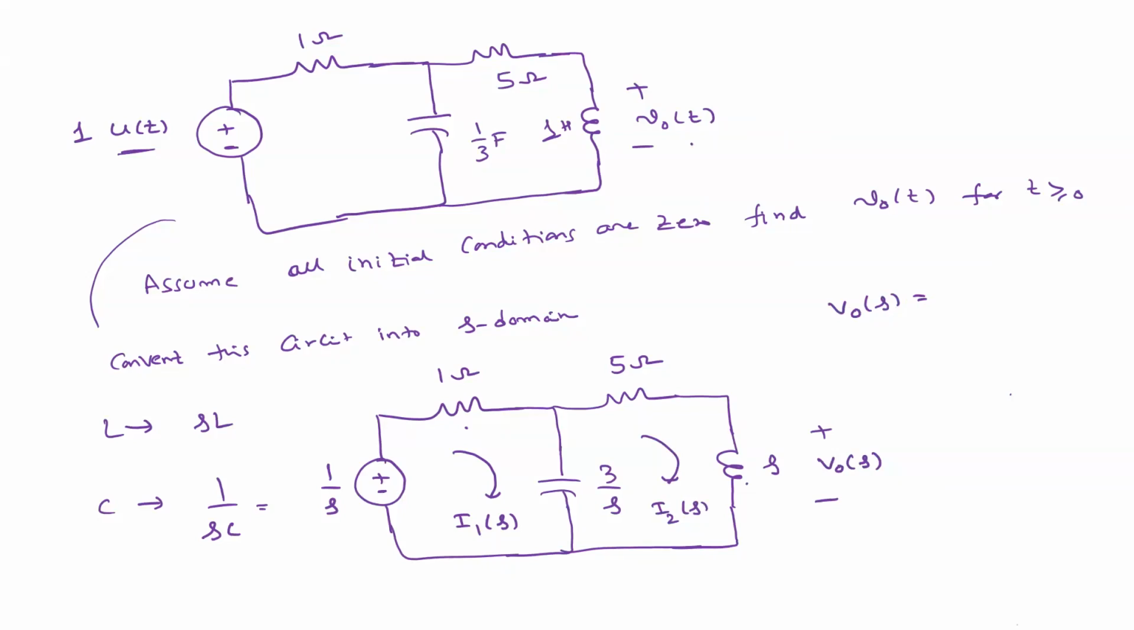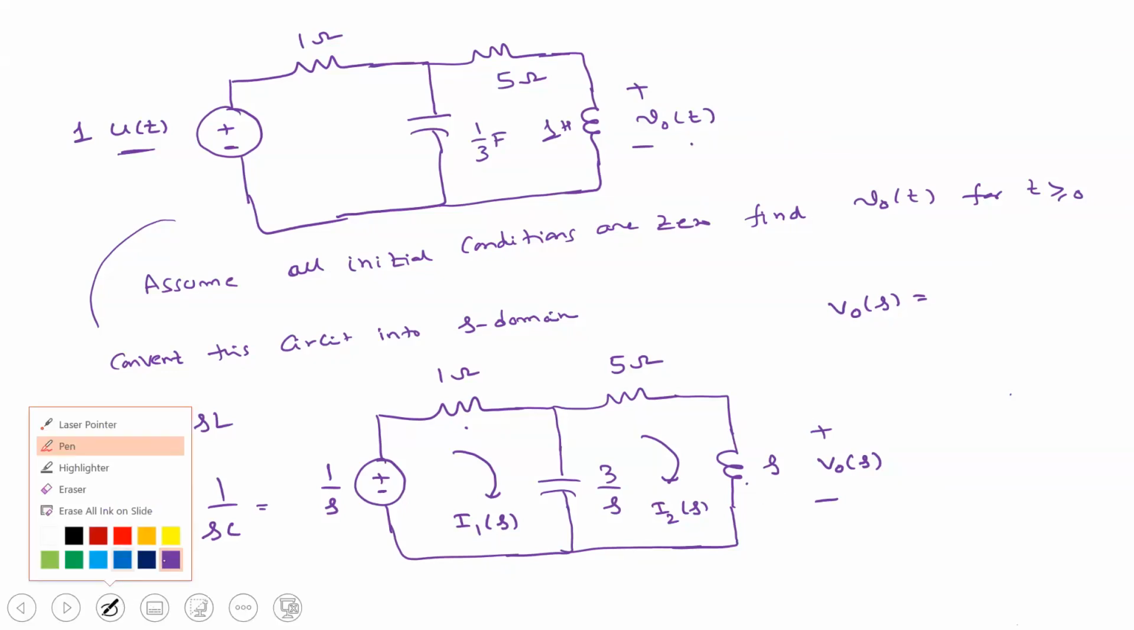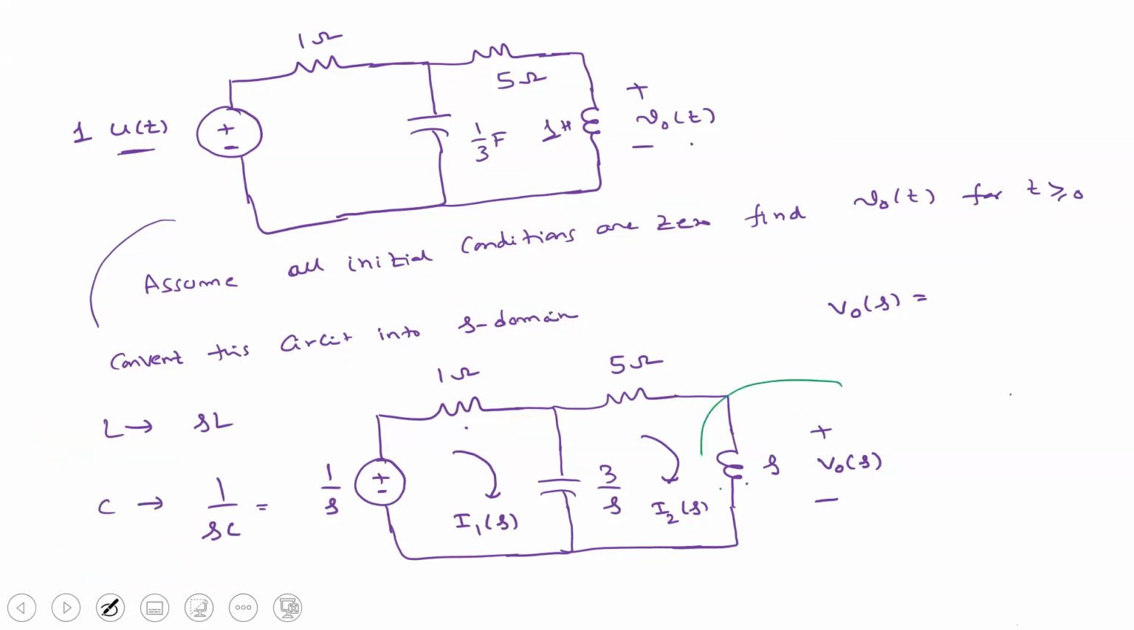So here, this is the voltage you required, right? So you know the current is I2 of S. So what is V naught of S? Simple question. It will be I2 of S into S. Agree?